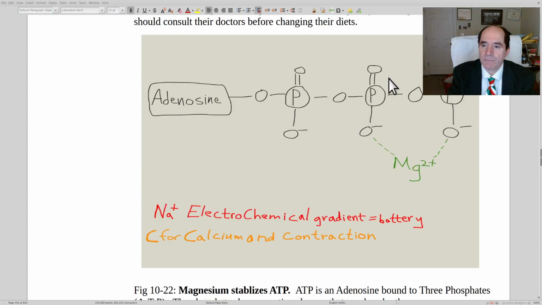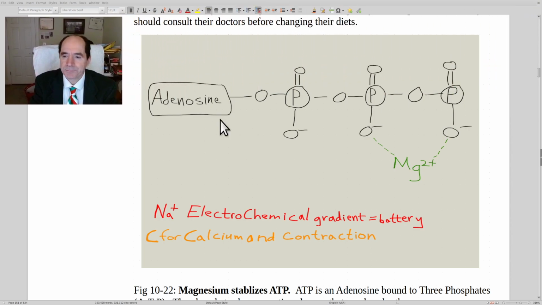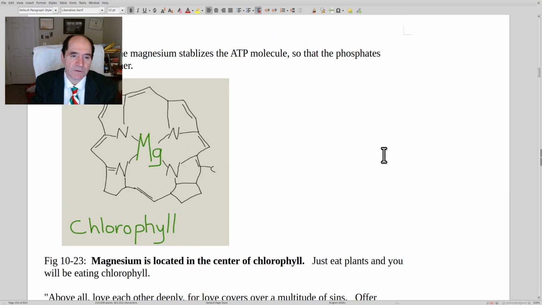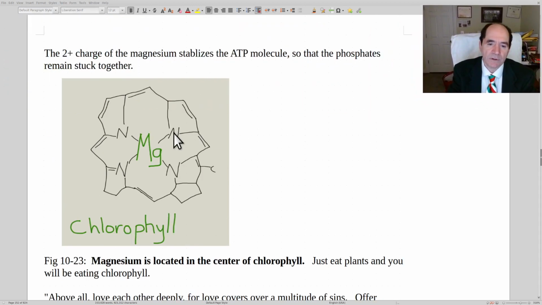Here's what I was mentioning about the magnesium. Here's an ATP. ATP is the main energy used by a cell to perform work. ATP is adenosine triphosphate, with three phosphates, and it has these big negative charges. The magnesium holds them in check so the phosphate doesn't pop away until the right moment. So magnesium stabilizes ATP with its double positive charge. And that's what I meant by magnesium having its location in the center of chlorophyll. So you eat your plants, you'll get it.